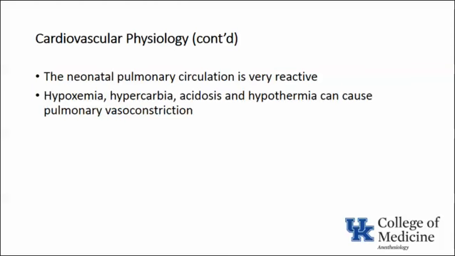The neonatal pulmonary circulation is extremely reactive, and over the course of this lecture, you'll hear these words: hypoxemia, hypercarbia, acidosis, hypothermia are all bad, and the reason they're bad is because they cause an increase in pulmonary vascular resistance or worsen pulmonary hypertension in these kids.